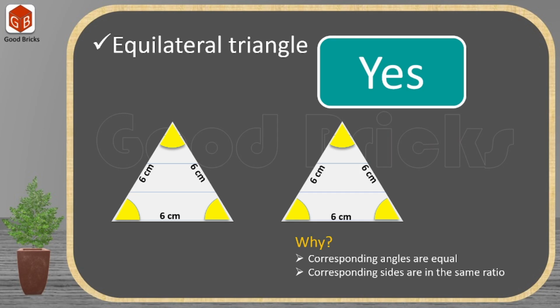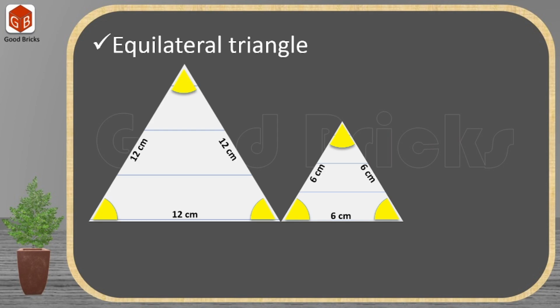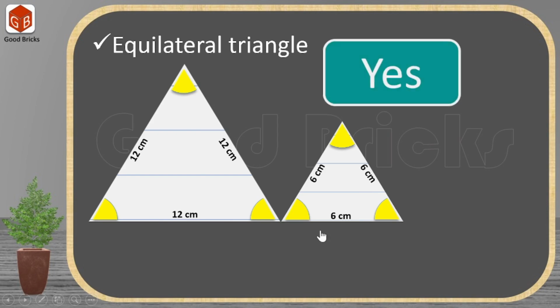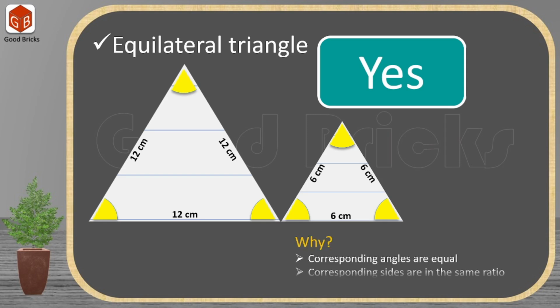Let us take two more equilateral triangles. Here if you observe, corresponding angles are equal, and see the sides. 12 by 2 you will get 6, 12 by 2 you will get 6, 12 by 2 you will get 6. It means all the corresponding sides are in the same ratio. That is the reason we can say these two equilateral triangles are also similar.